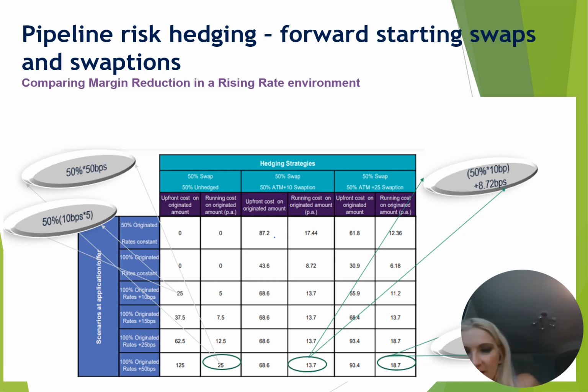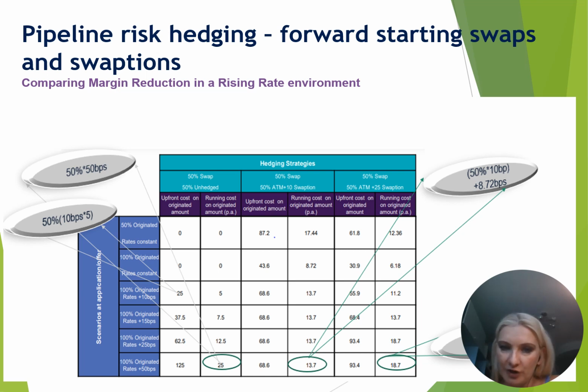I mean, not from the time value of the option. So for this particular case, we have 10 basis points which remain unhedged. So on the half of the total pipeline, which is 100 million, half is 50 million, we are accepting that there is a loss of 5 basis points, plus 8.72, which is the cost of the swaption. So therefore, this is your total number, 13.7. This is how it was calculated.